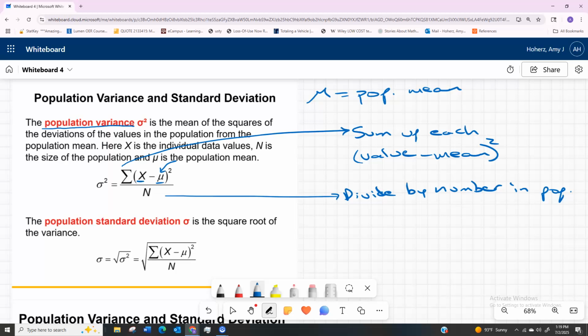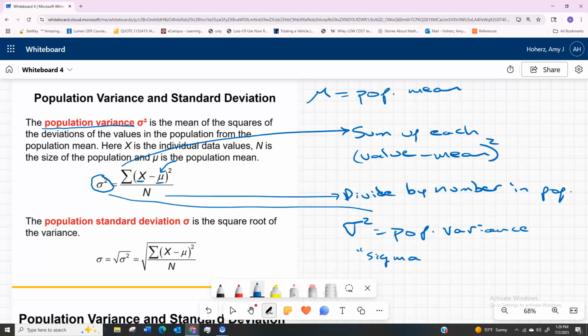Now, there's a new variable here that we haven't used before, and that's this one right here. That is the population variance. Remember, we talked about if it's a Greek letter, it's almost always population. It's read as sigma squared. So we could call it sigma squared, or we could call it the population variance.